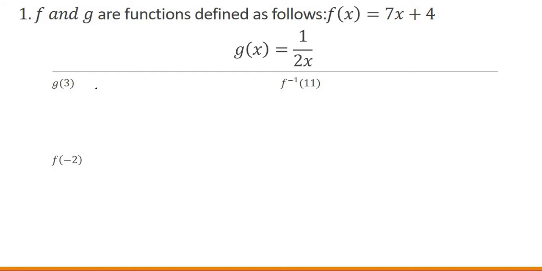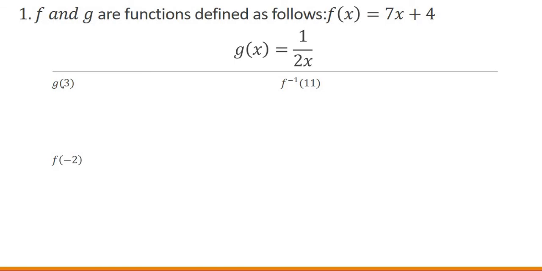I'm going to solve a mixture of relation and function problems, right? So let's get started. So question number 1. F and G are functions defined as follows. F of x is equal to 7x plus 4 and g of x is equal to 1 over 2x. Evaluate g of 3, right?